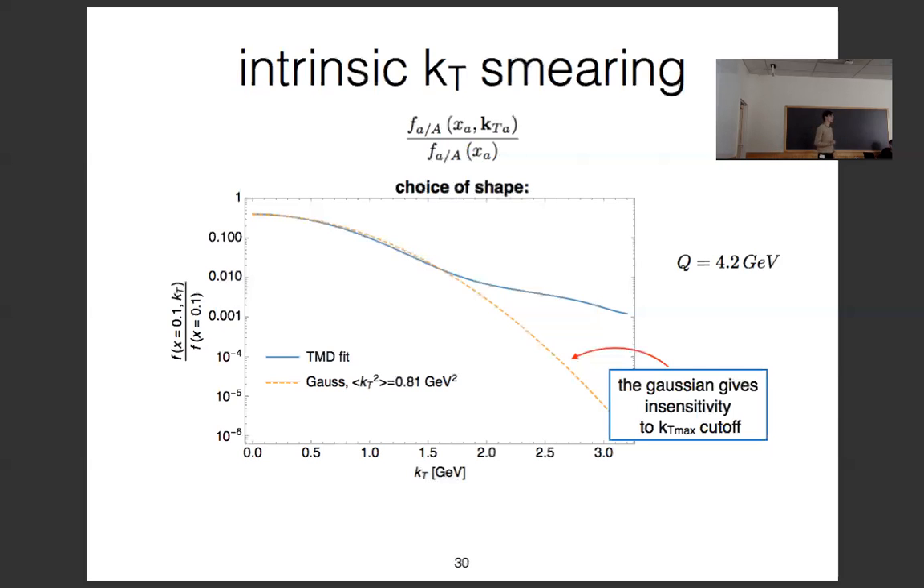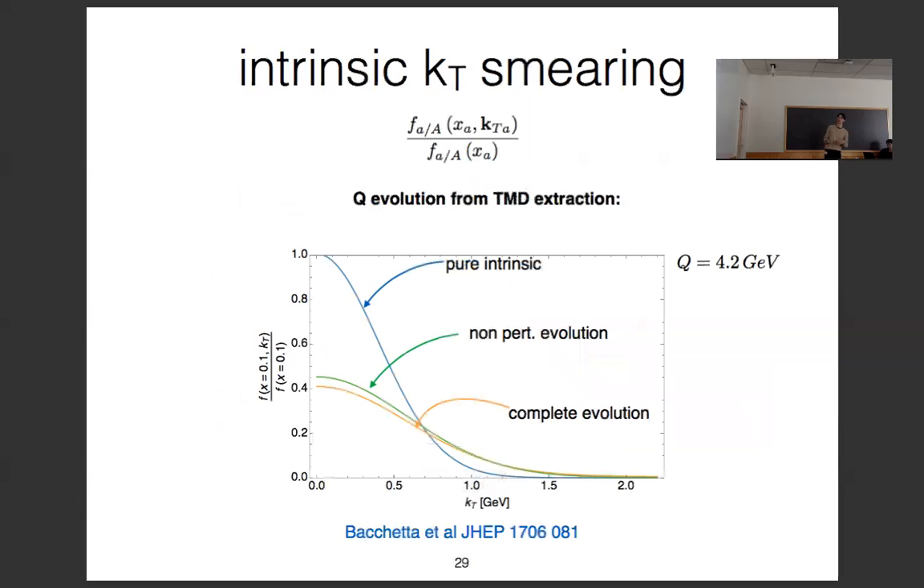Sorry, is this the sum of two functions? Okay, this blue curve is the result of evolution, so it's not just the input. As an input, we take the sum of two Gaussians, which is the intrinsic transverse momentum, which is in this case the blue curve. Then we also add the non-perturbative evolution, so we are here with the green curve, and the perturbative evolution, which is here. So it's all the contributions together.